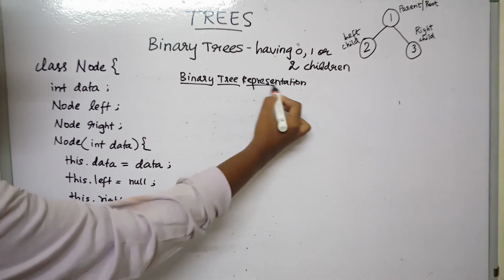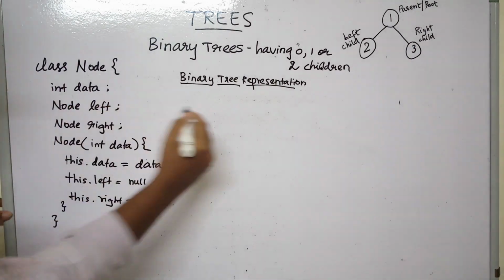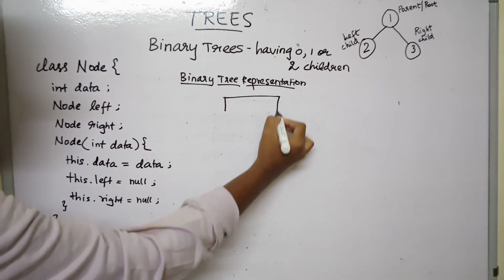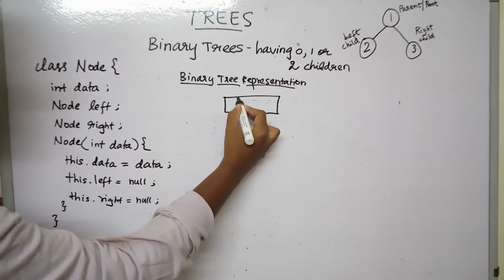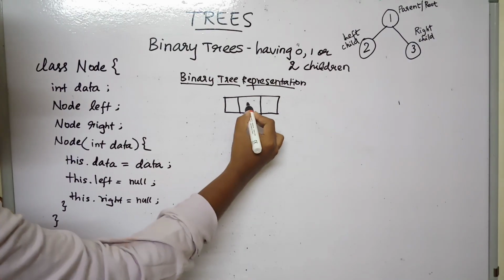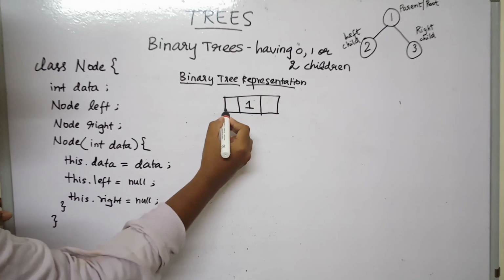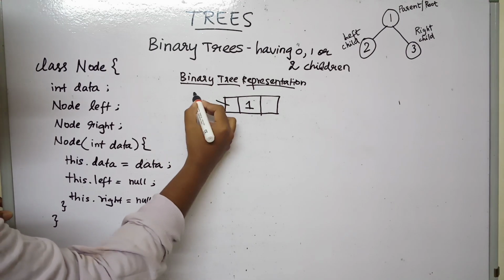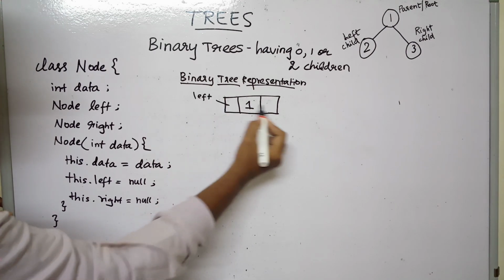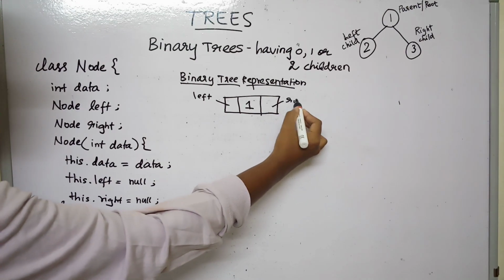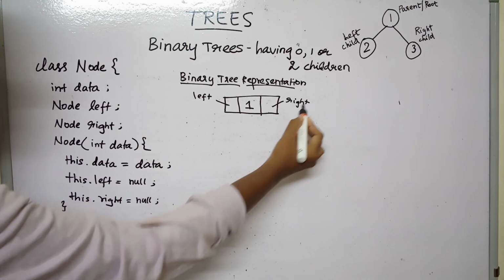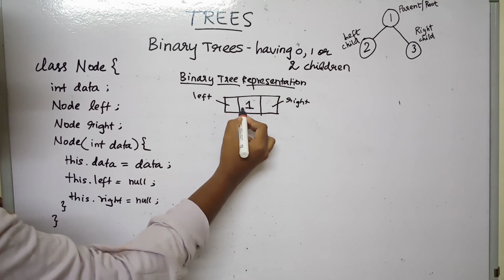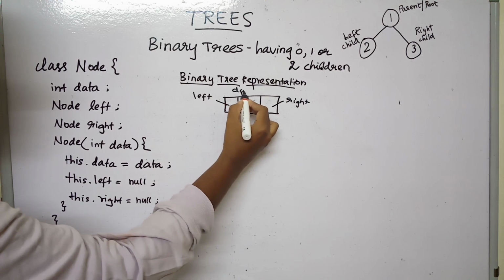Now we'll see how a binary tree will be represented in the memory. As we have seen, a node will have three parts: data, left and right. So this is the left child and this is the right child reference, and the center part will be the data.